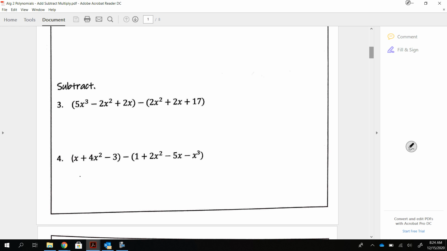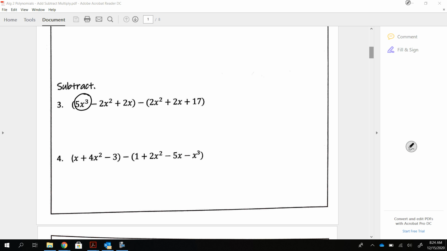All right, on to subtraction. This was a little confusing. There are two ways to do this. We did this back in September. You can just literally take each term and subtract it by its like term. So 5x cubed.